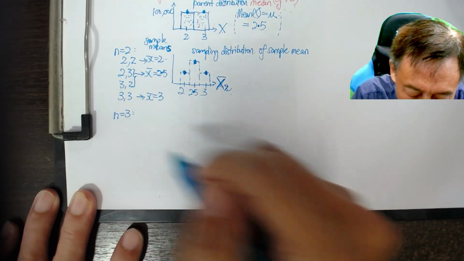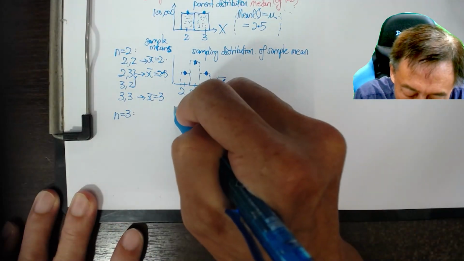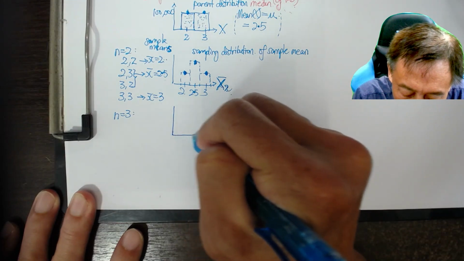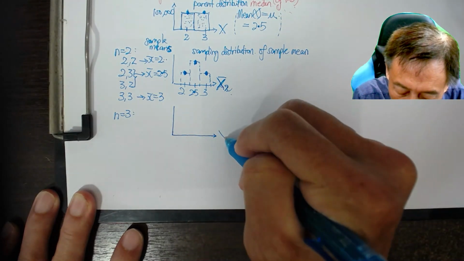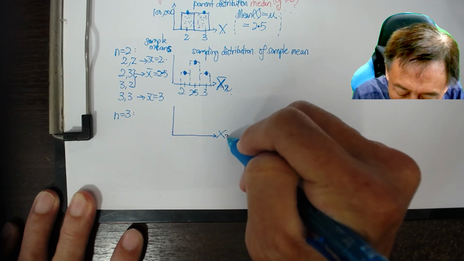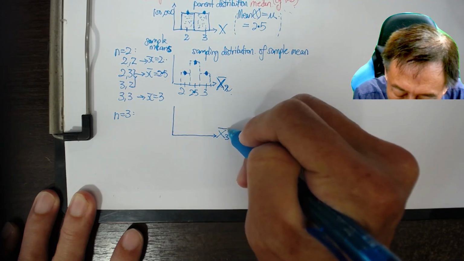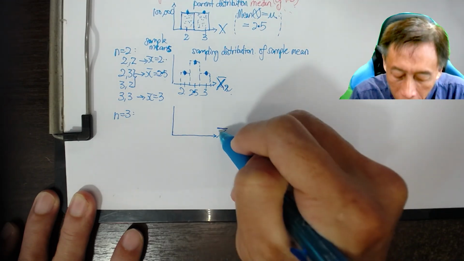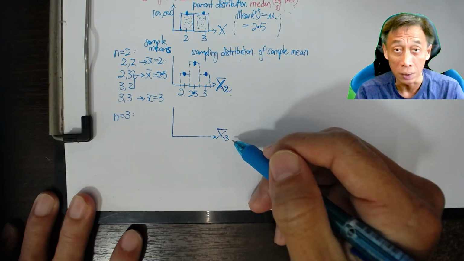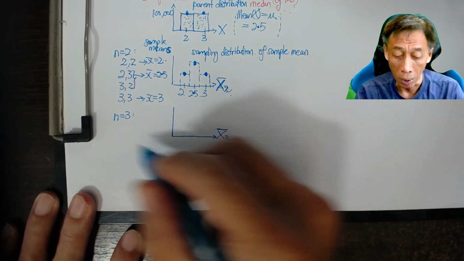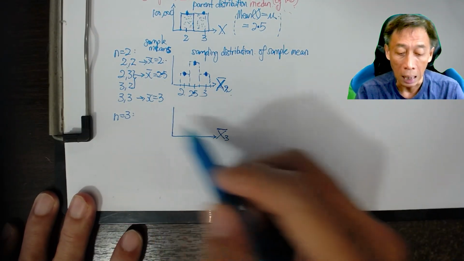So the sample means are going to be, first of all, I'm going to definitely produce a new sampling distribution of sample means, and it will be X bar 3, right? Because now it's based on sample size 3. Why do I need to do that? Because the outcomes are different.